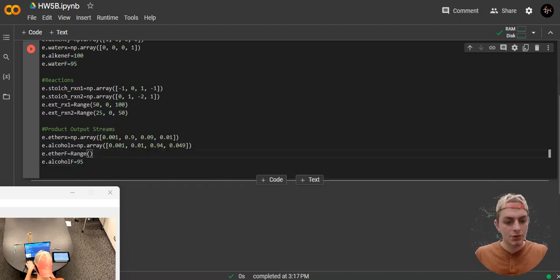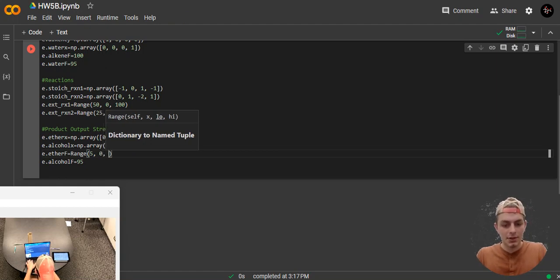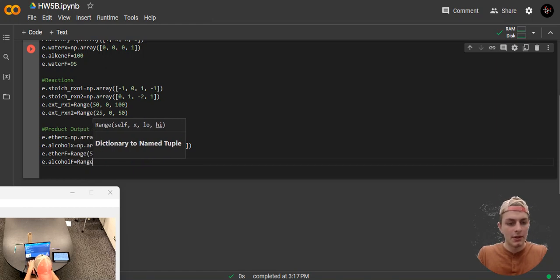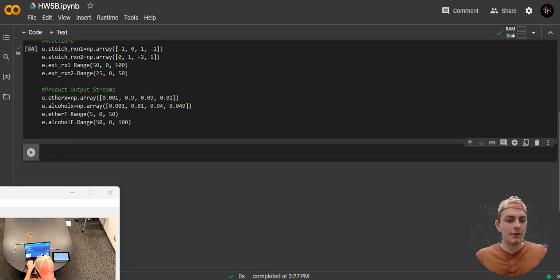Okay, and then these are going to be range variables again for these two flow rates. For the ether stream, I'm just going to give it a nice low flow rate of 5. Again, the ether is not our desired product. And then 0 to, let's say, 50 can be our range there. And then for the alcohol, same kind of deal, 50, and then 0 to maybe 100 can be our range there. And from that, we've gone ahead and done all of our variables.